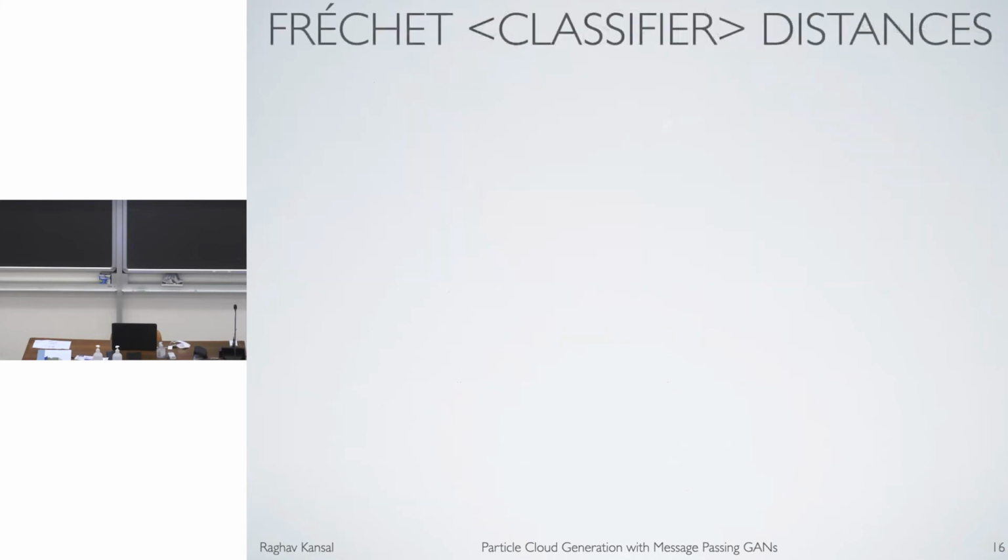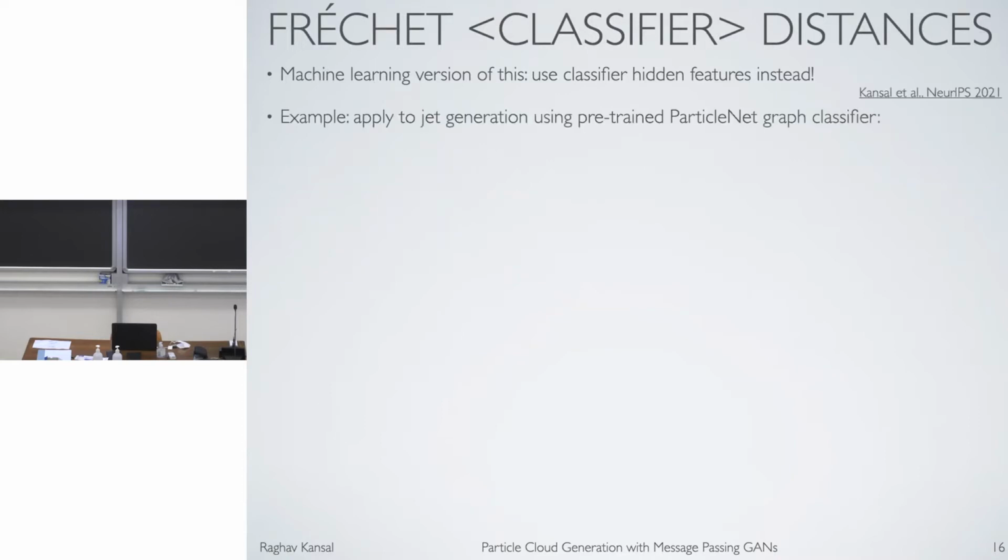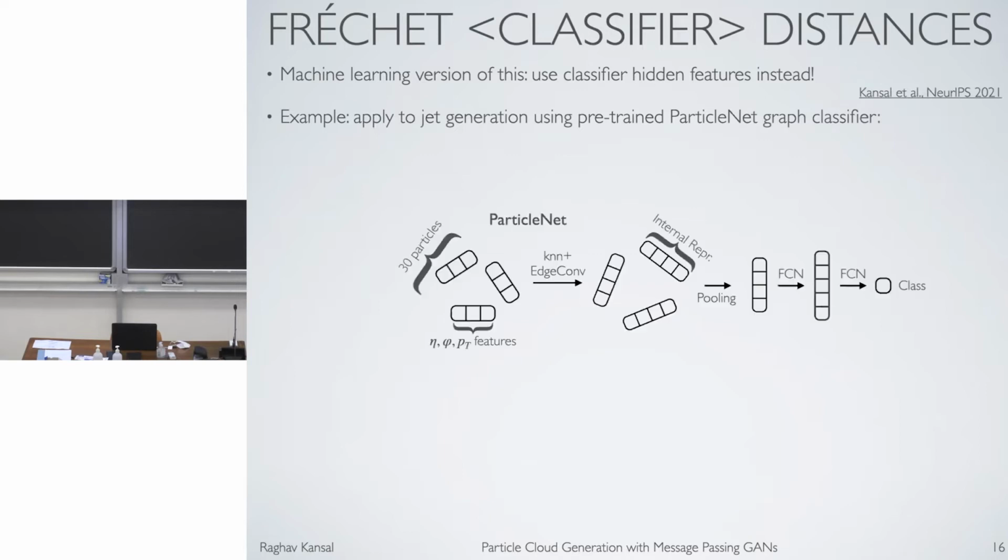So these two problems are solved if we look at the metric from machine learning, which is basically that instead of physical features, we use features derived from a pre-trained classifier. The example which we showed is applying this to jet generation, where we use a pre-trained graph classifier for jets, which has been very popular in high energy physics, called ParticleNet, where we have our input graph and we do a bunch of graph neural networking and fully connected networks at the end to derive a label.